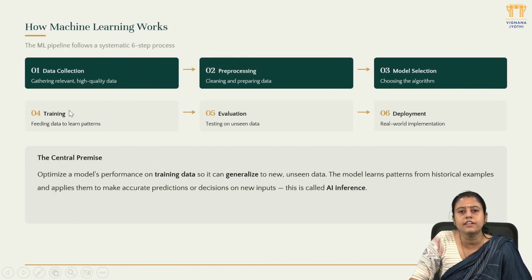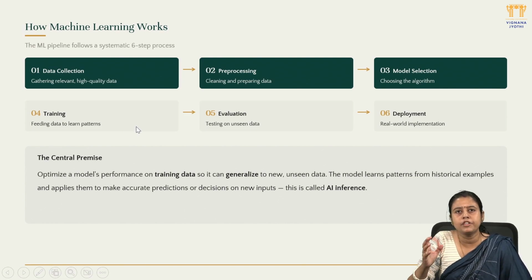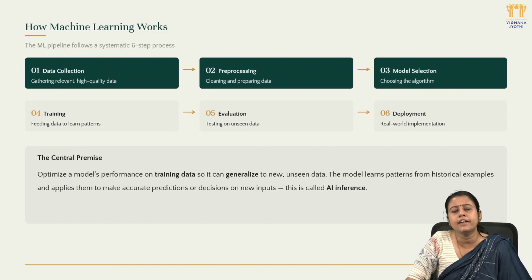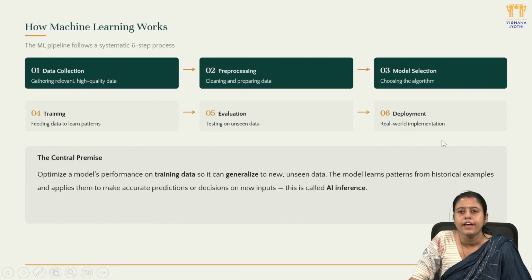Next one is training: feeding data to learn the patterns. The machine should be trained properly with a normal fitting of the data. It should not be underfit, it should not be overfit, so that it will go in a proper direction. Next is the evaluation. We check whether the machine, after learning from the data set, is giving the correct answer or not. Next one is the deployment. It should then be deployed.